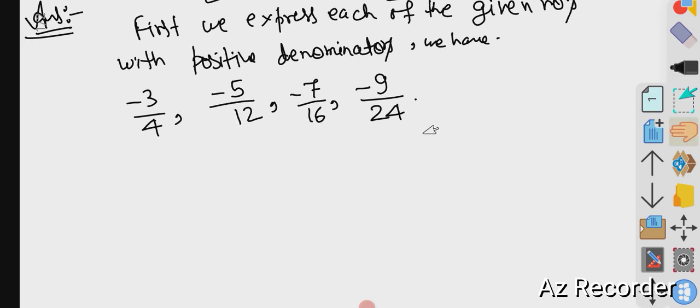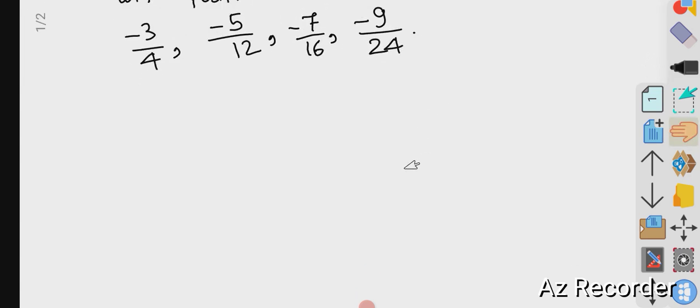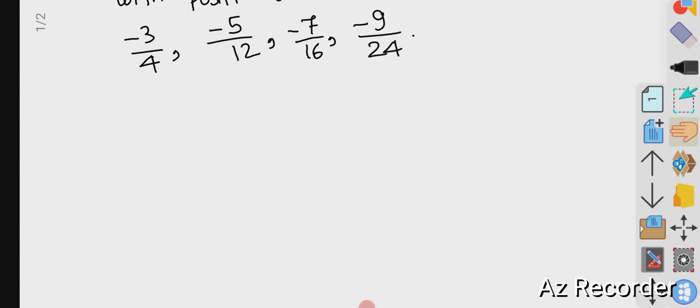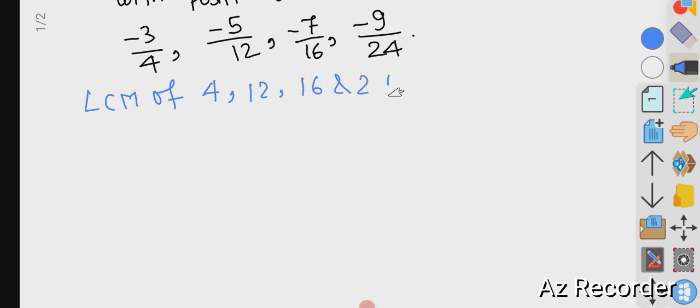Okay, so what we have to do is, now we have to find the LCM of 4, 12, 16 and 24. LCM is now a very easy thing for you, so I am directly writing the LCM here, because the length of the video will be very long if we find the LCM for all the questions here. So the LCM of all these four numbers is 48. You can easily find it, very easy.